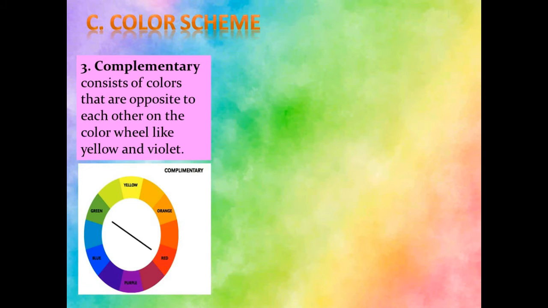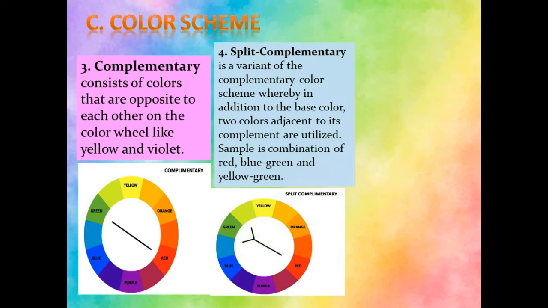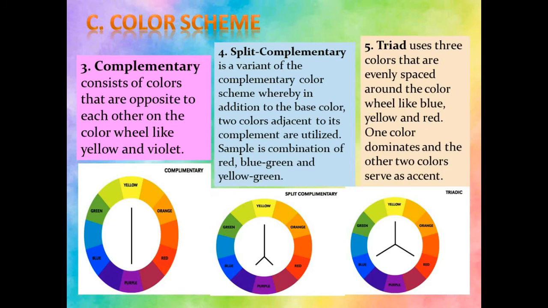In color scheme, we also have the complementary. It consists of colors that are opposite to each other on the color wheel, like yellow and violet, green and red, blue and orange. 4. Split complementary. It is a variant of the complementary color scheme whereby in addition to the base color, two colors adjacent to its complement are utilized. A sample is a combination of red, blue-green, and yellow-green. Then we also have the triad. It uses three colors that are evenly spaced around the color wheel like blue, yellow, and red. One color dominates and the other two colors serve as accent.